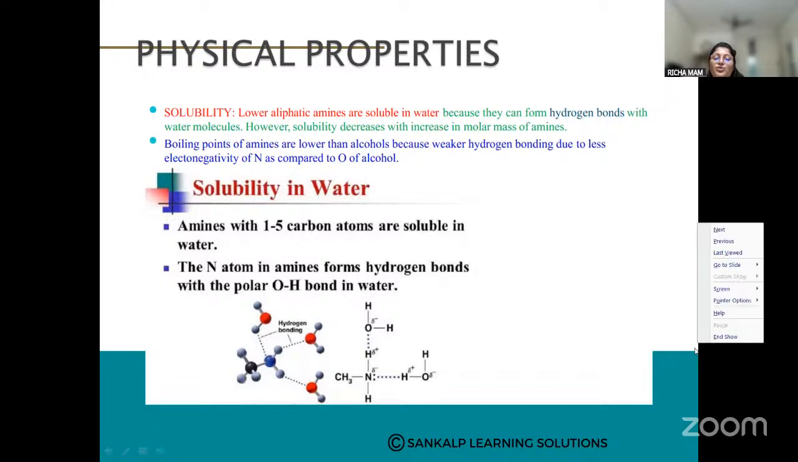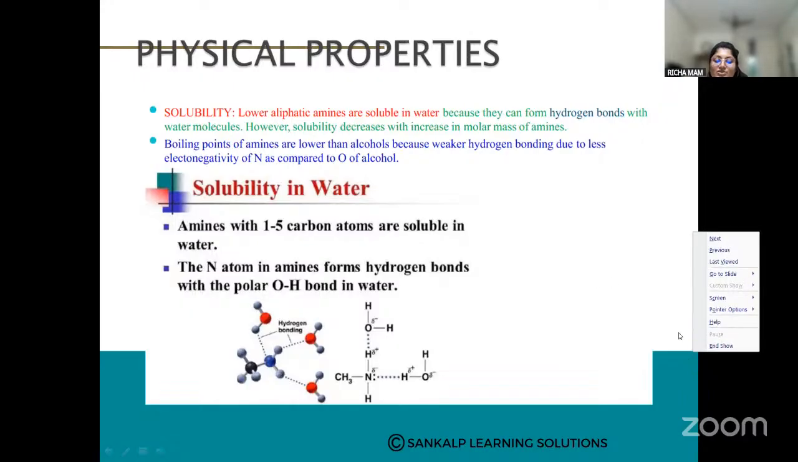Is it clear? So lower aliphatic amines are gases that give a fishy odor. Primary amines with three or more carbon atoms are liquid or solid with ammonia smell.